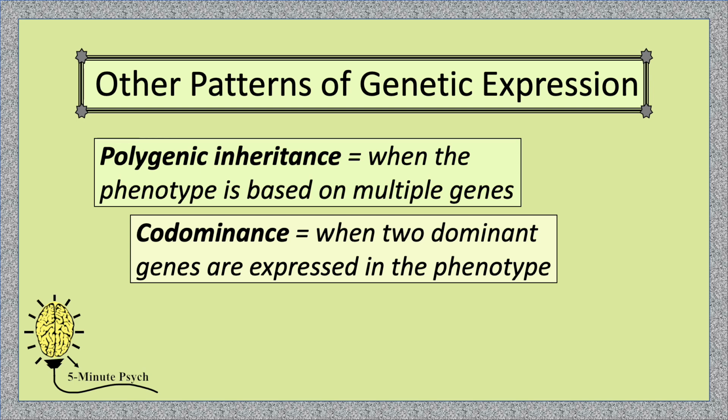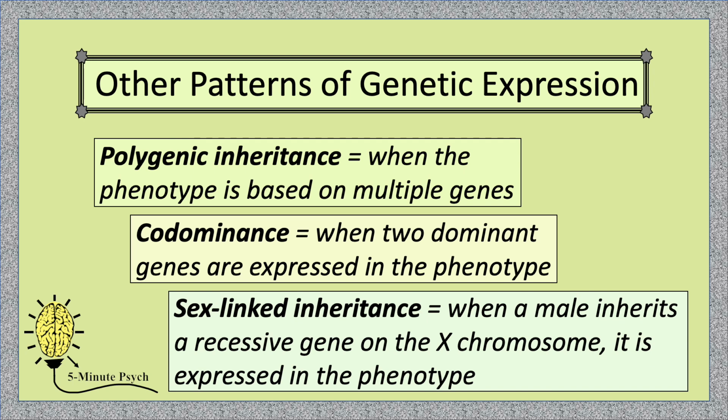Finally, genetic expression could be based on a pattern of sex-linked inheritance, where you inherit a recessive gene on the X chromosome from your mother. Unfortunately, these recessive genes are usually for traits that you wouldn't want, like colorblindness or hemophilia. But because females have another X chromosome from their father, they're able to counteract the bad effects of the recessive gene, and so they rarely show these disorders in their phenotype. But males don't have another X chromosome, and so they will have the disorder as part of their phenotype. This is why both these disorders are much more common in males than females.